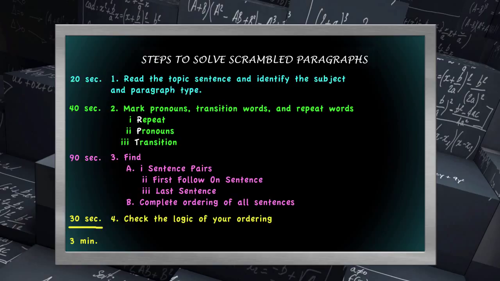Second, take about the next 30 plus seconds, 40 seconds, to mark pronouns, transition words, and repeat words. I like to write down RPT on paper. That's the way I think of it, to remember what I'm trying to do. Then for the next 1.5 minutes, begin by either finding sentence pairs, the first following sentence, or even in some cases the last sentence, and I'll discuss the 3 options in a moment, and ultimately complete the ordering of all your sentences.